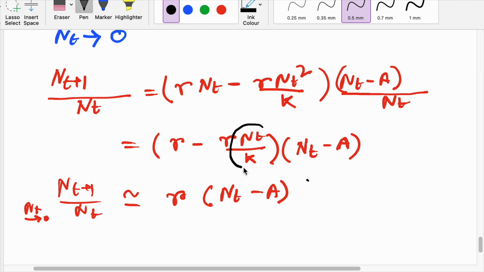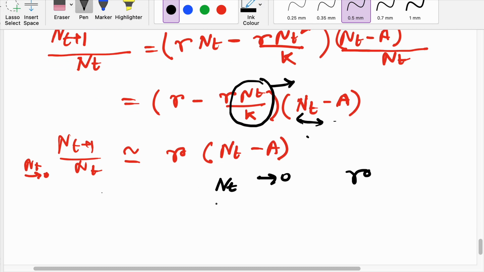Since this term is very small, we neglect this term, but we can't neglect it because it is only nt, and nt by a larger quantity, so this becomes very small. So approximately, relative to r we can't take this, so that's why we approximate it as nt goes to 0, but we can't take it out altogether. So you see here one thing: previously we found that when nt tends to 0, the growth rate is always constant r, but here it is not constant.